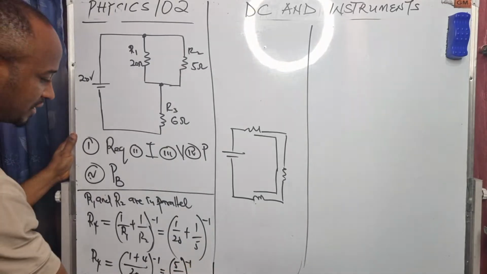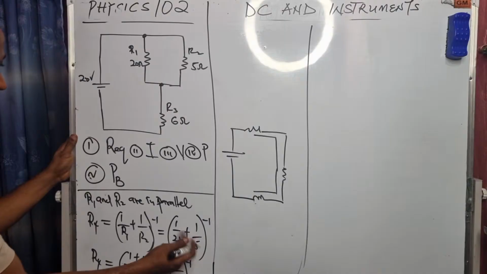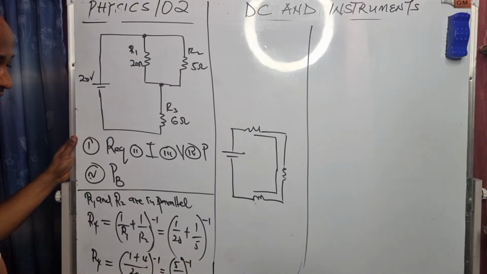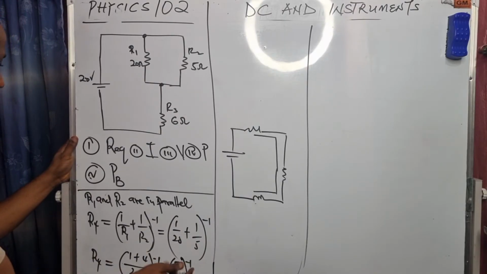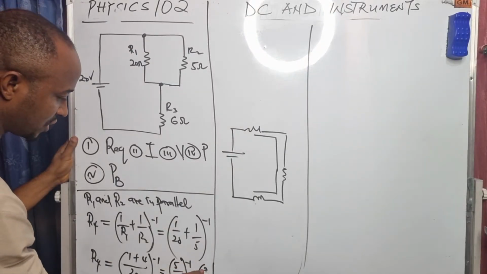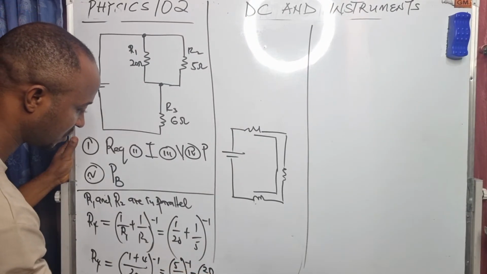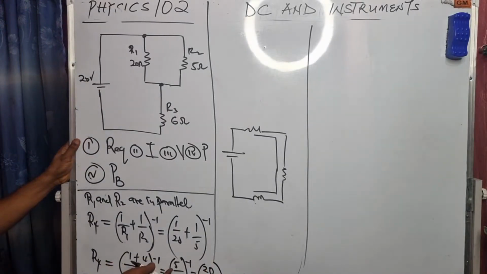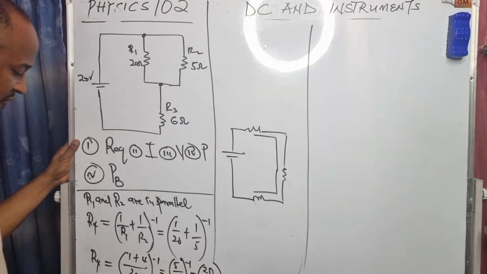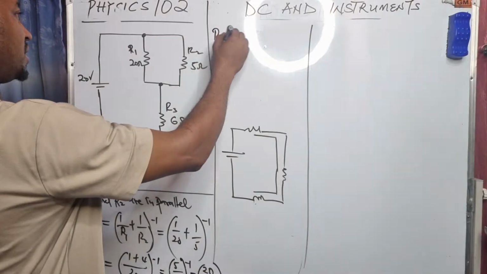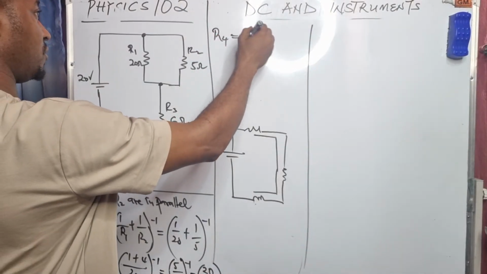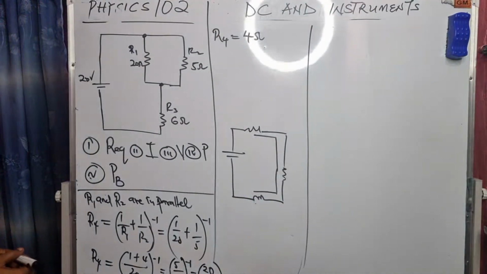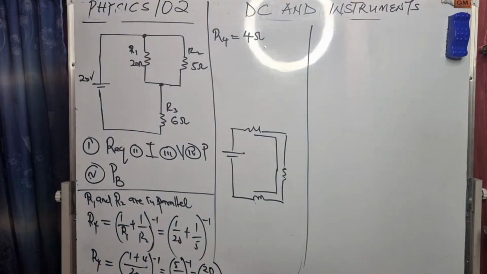At the end of the day, 5 over 20 to the power of minus 1 simply means inverse. I will bring up this 20 on the numerator. This simply means 20 over 5. The inverse of 5 over 20 is 20 over 5. So when you divide 20 by 5, our R4 will be 4 ohms, a 4 ohm resistor. Okay, so let's proceed.